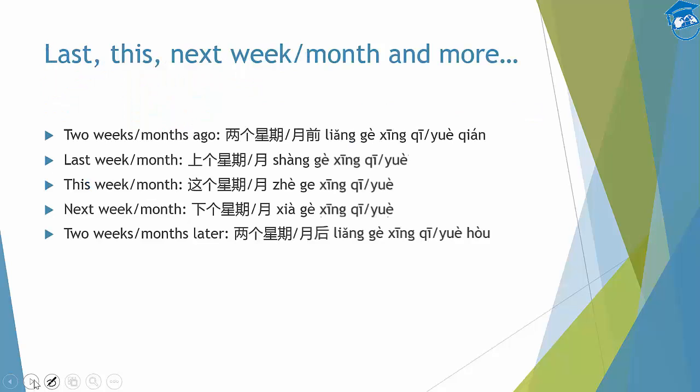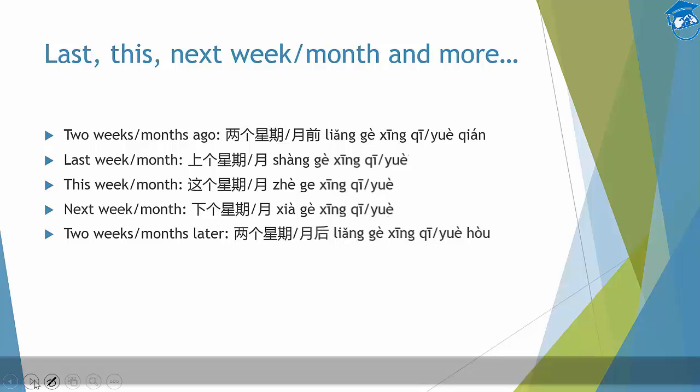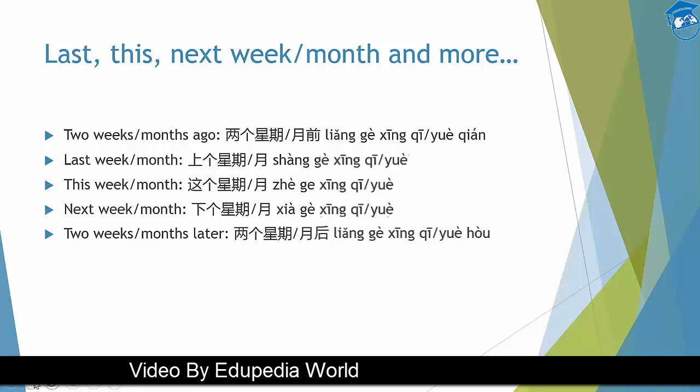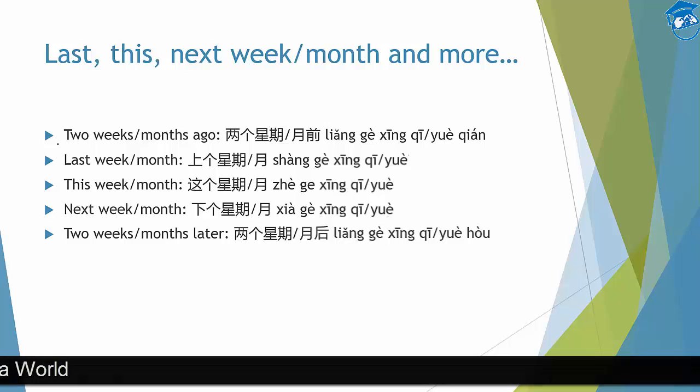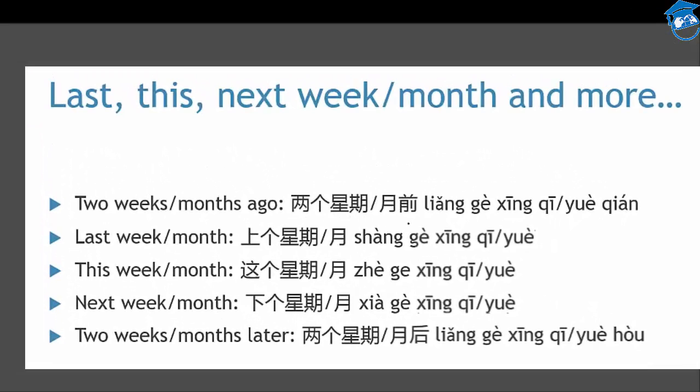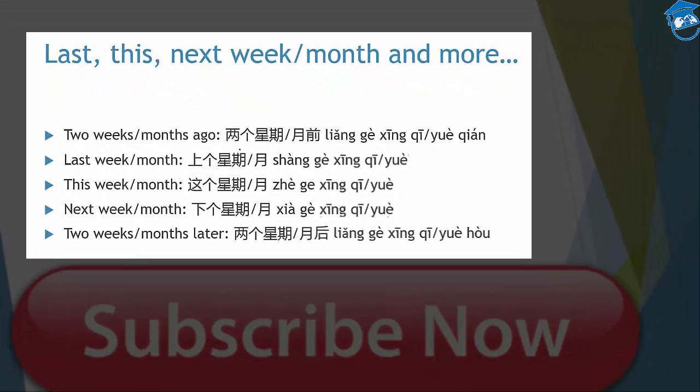Okay, so I have shown you how to say last week, and now I have shown you more examples of how to say last, this, next week, and also more of them. So if you want to say 2 weeks or 2 months ago, you say 2个星期前 or 2个月前. Okay, so as you can see, the quantifier is 个. Okay, so here you have learned all the words here. Some are just in this lesson, and some are in the previous lessons.